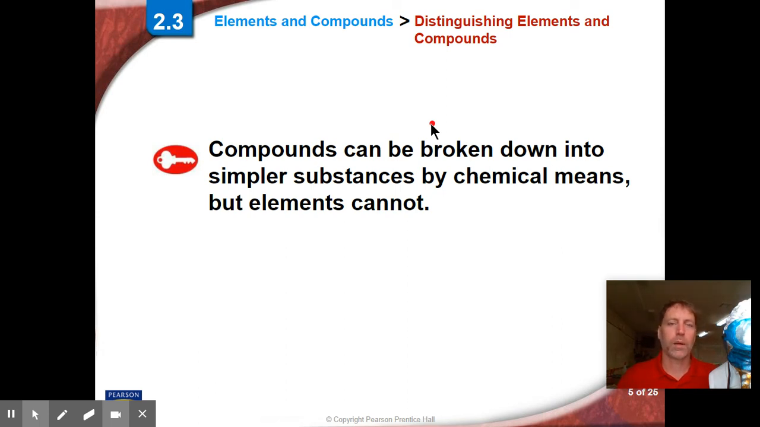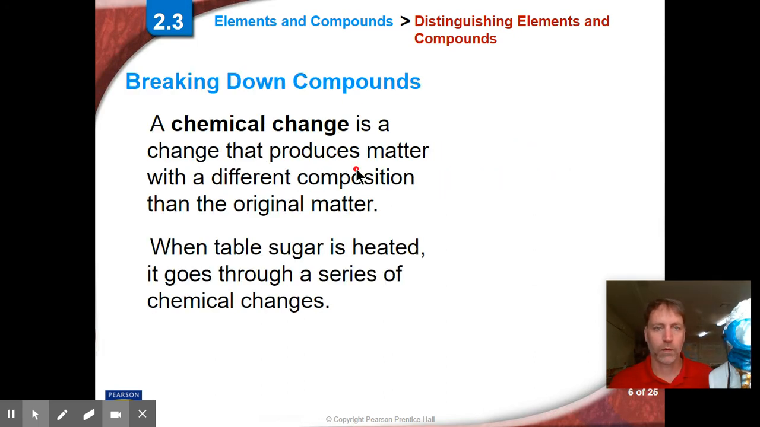I can break a compound into smaller parts, which would be elements, but if I break an element down, it'll still be that element. So, breaking down compounds. A chemical change is when something changes in the matter. If I apply some sort of process to the compound, it changes the composition of that compound forever.